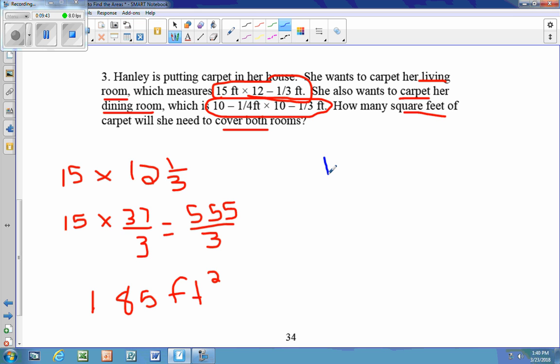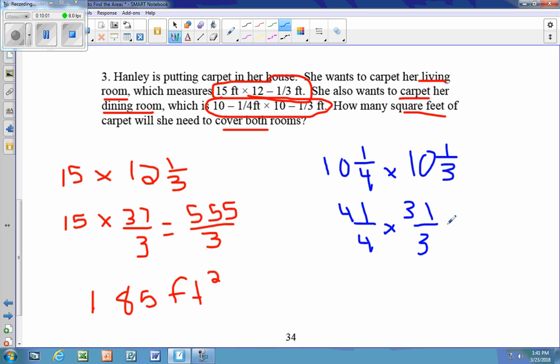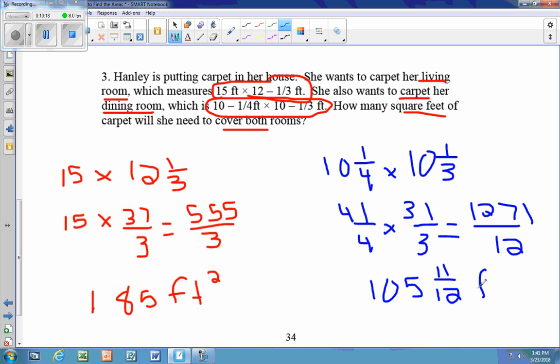So next we're going to figure out for the dining room, which was 10 1/4 times 10 1/3. And when we look at those, we end up with 41/4 times 31/3. And when you multiply those two together, you get 1,271 twelfths. And when we divide that, we end up with 105 and 11 twelfths feet squared.